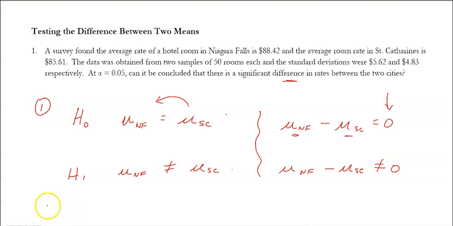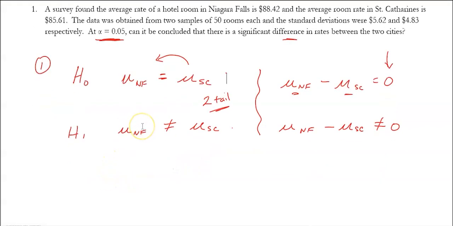Second is to determine the critical values. Just like before, our alpha is 0.05, but it is a two-tail situation because it is saying equal to or not equal to. So that's a two-tail situation. Keeping that in mind, let's find out what the critical values are.